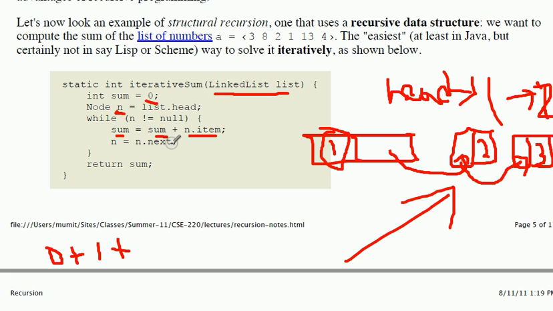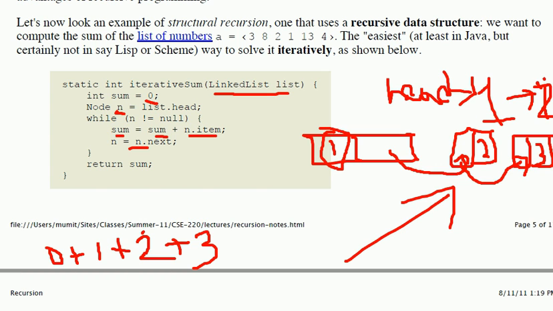N equal to n dot next. N changes. This is 1 now. N dot next. Sum equal to sum plus, which was 1, right? So now that will be plus 2, which is n dot item. And then n dot next. Move on to 3. Sum equal to sum plus n dot item. So 3.